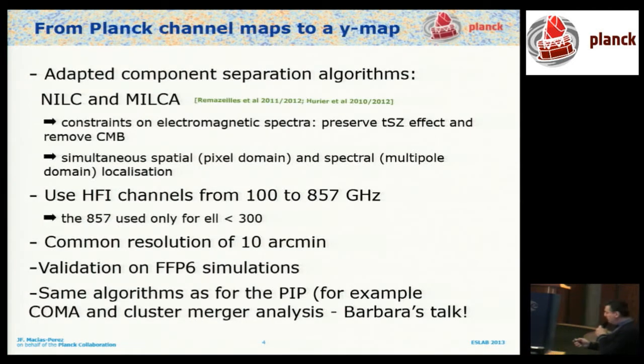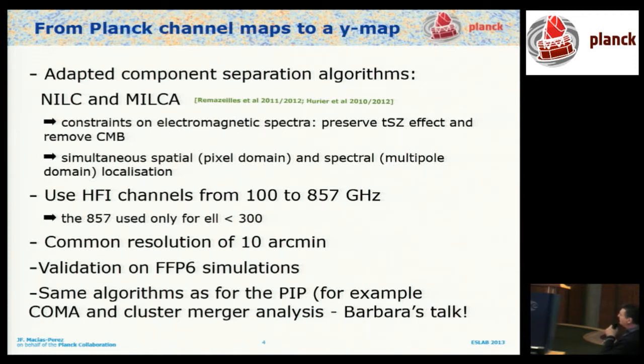The Compton parameter map was obtained using component separation algorithms. In particular, we adapted those to the SZ signal, and we use internal linear combination algorithms, the NILC and MILCA algorithms. We use constraints on the electromagnetic spectra to preserve the tSZ effect and to remove the CMB. We also use simultaneous separation in the spatial and the spectral domain, to cope with the fact that clusters are particular objects, mainly punctual.